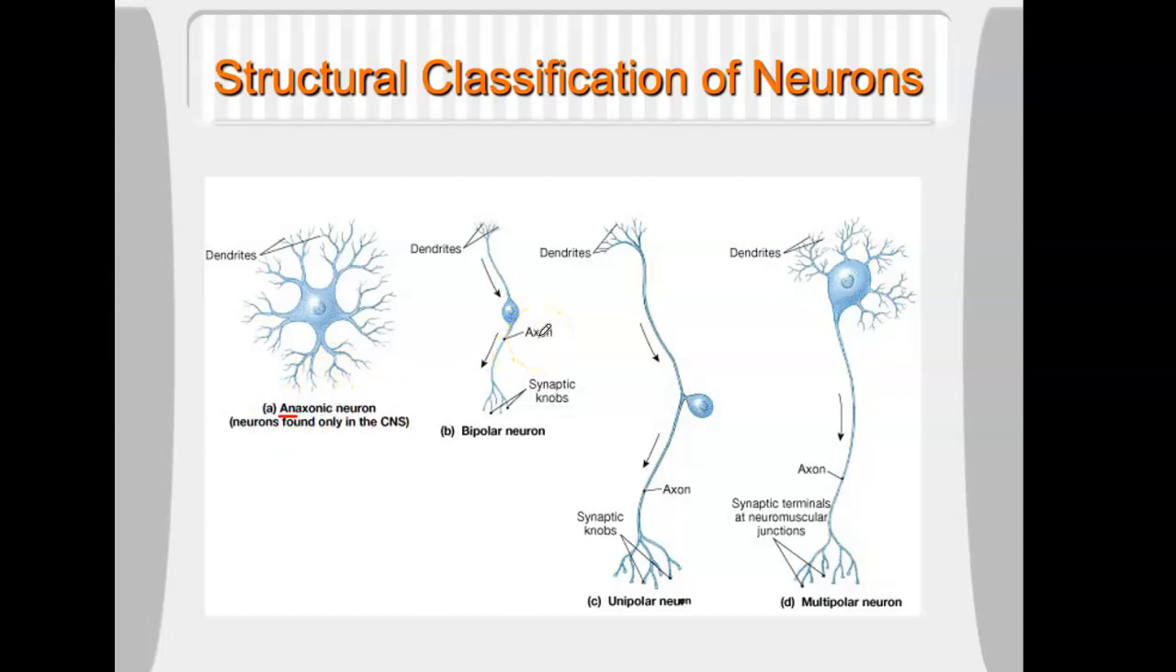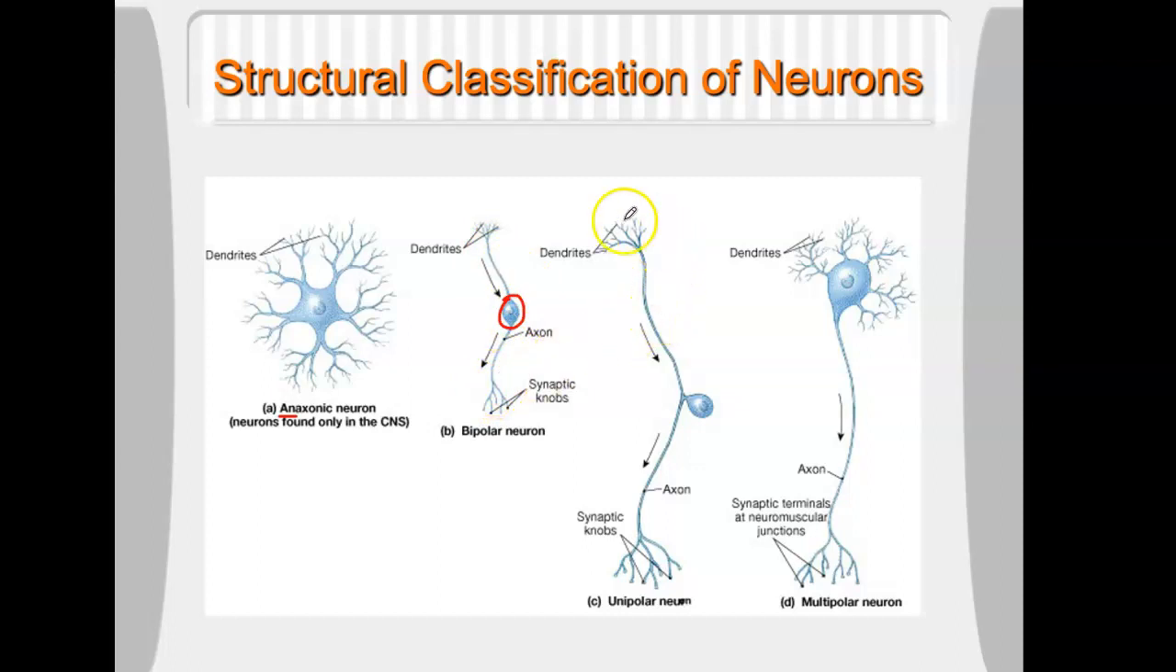A bipolar neuron, I want you to compare with a unipolar. They look very similar, but a bipolar neuron has dendrites at one end, this cell body smack in the middle, and then an axon on the other end. So dendrites, cell body, and axon.